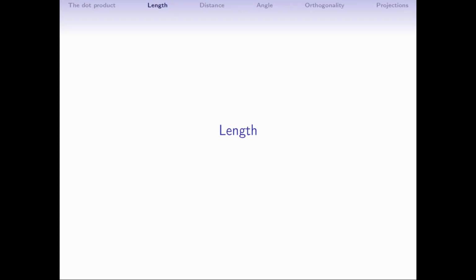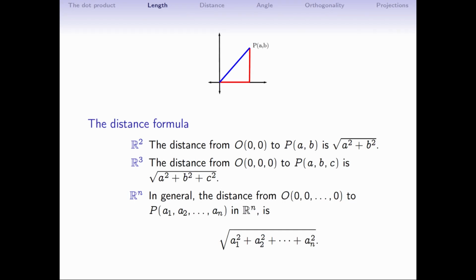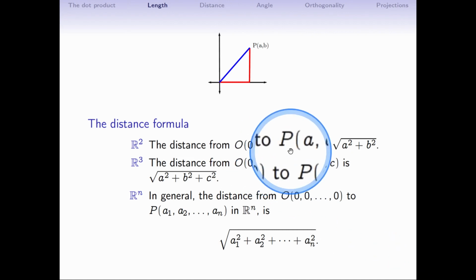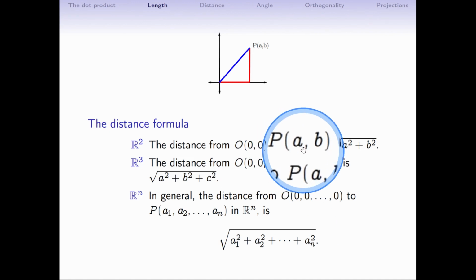Our next subsection is entitled Length, and in this section we'll learn how to talk about and compute the length of a vector. And let's begin with something familiar, right? The distance formula. And let's begin with the distance formula in the plane. So let's say you wanted to compute the distance from the origin to a point P with coordinates A and B, and this is occurring in the two-dimensional plane.